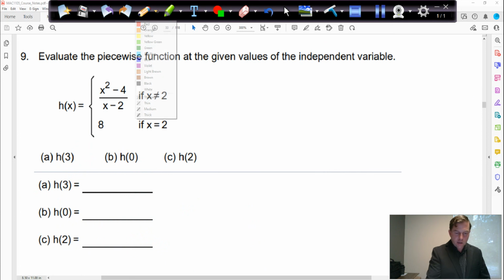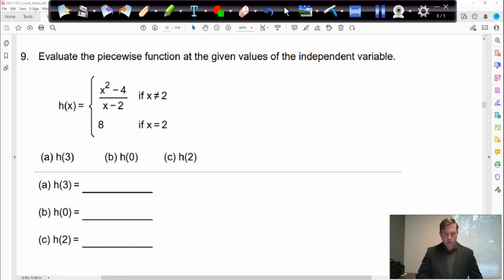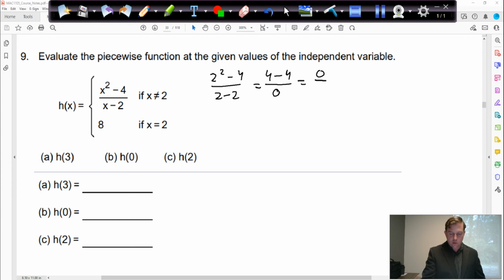Okay, so 9 is what we call a piecewise function. We have seen these before, but I'll show you a little more detail on this, since before we just plugged numbers in and got numbers out. First off, notice that for this function h, if you plug 2 in here, you would get 2 squared minus 4 over 2 minus 2. 2 squared is 4. 2 minus 2 is 0. You get 0 over 0. Now, we made this argument earlier. You cannot divide by 0, so you get undefined.